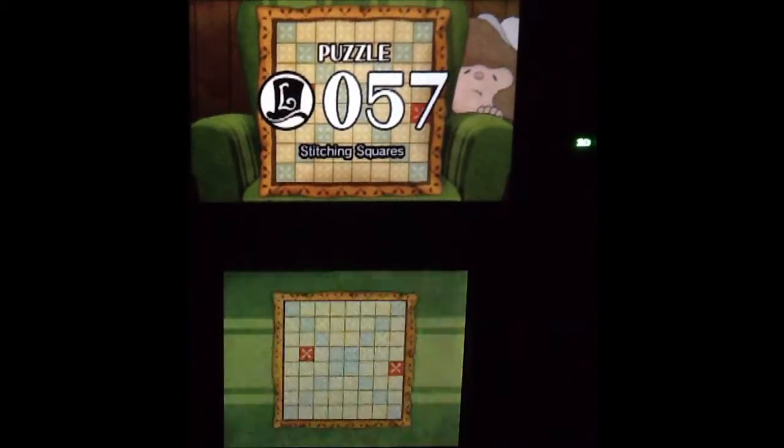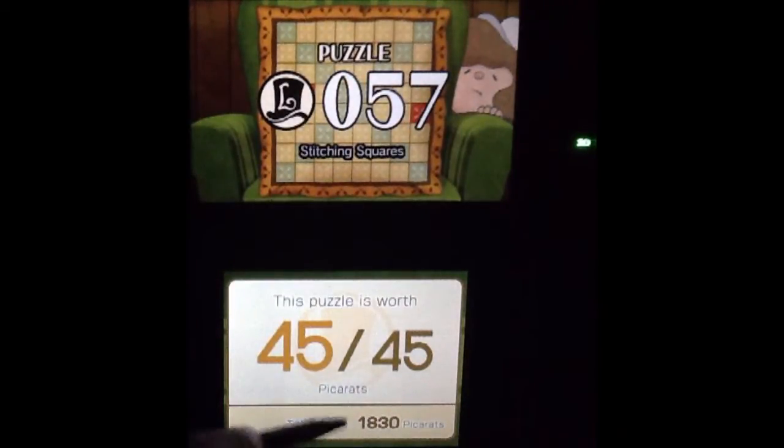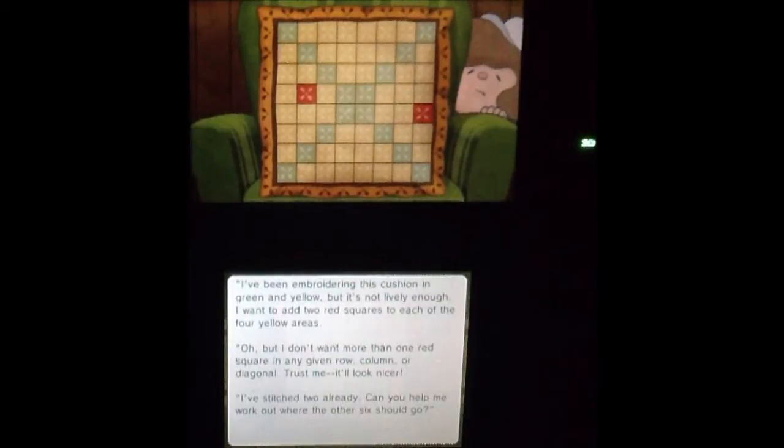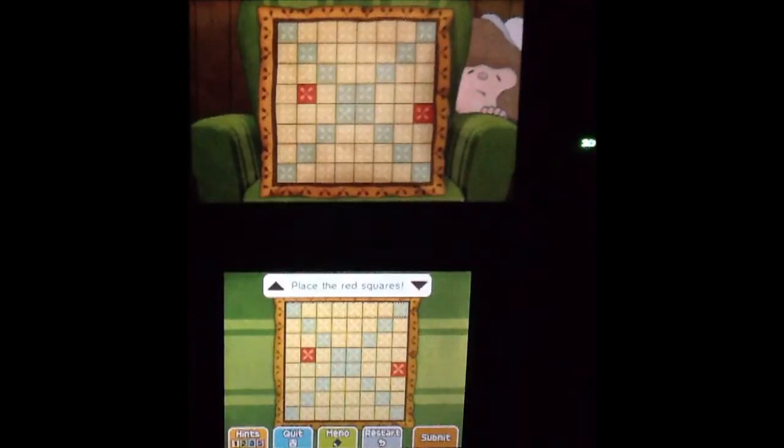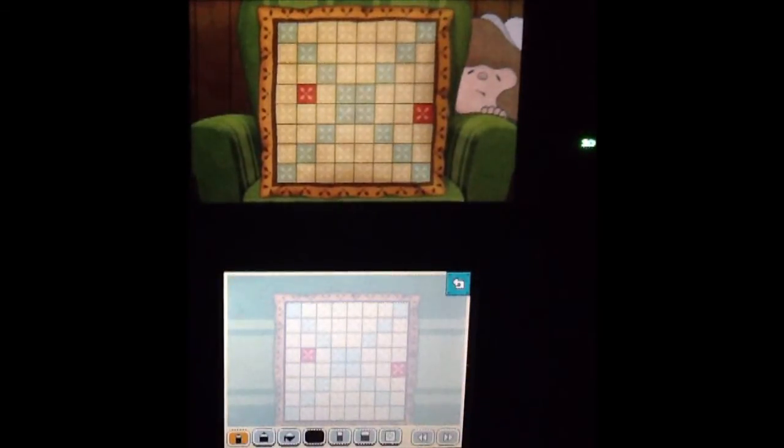Puzzle number 57, Stitching Squares. This woman wants 2 red squares in every quadrant of this pillow, but you don't want squares in the exact same row, column, or diagonal as other squares. So the way to solve this puzzle is by abusing the memo function. Just figure out every place where squares cannot possibly be.